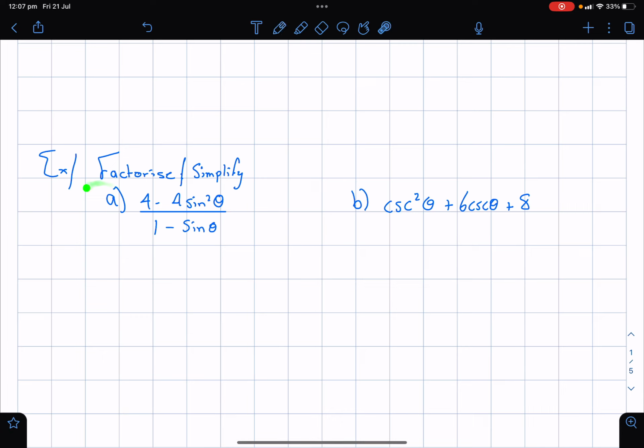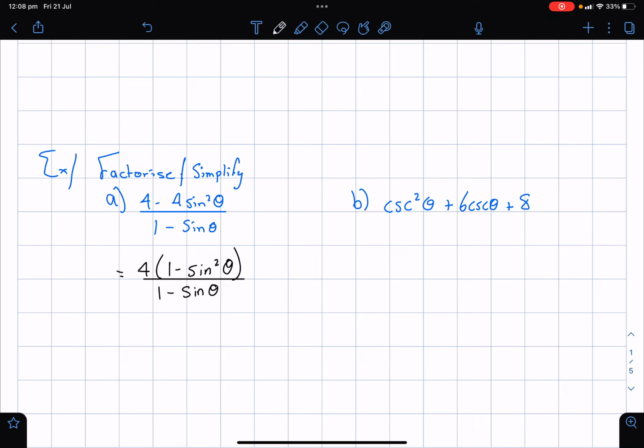So part A. On the top line there, I've got 4 take away 4 sine squared theta. Now there's a common factor of 4 in that top line. So let's take that out the front, all over 1 take sine theta. Now, we still can't quite cancel things out because it's a sine squared theta and a sine theta. But I see here, 1 is a square number minus another item squared. So that is actually a difference of 2 squares.